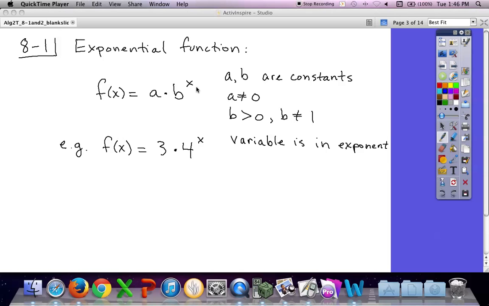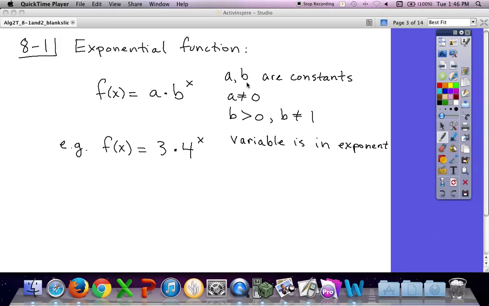is in the exponent. Now, this standard form here, a times b to the x power, the a and b are not variables. They're constants that will change for each function. For example, here the a is 3 and the b is 4. Right? The x is still a variable. So you will have a variable in the exponent. That's what makes it an exponential function.